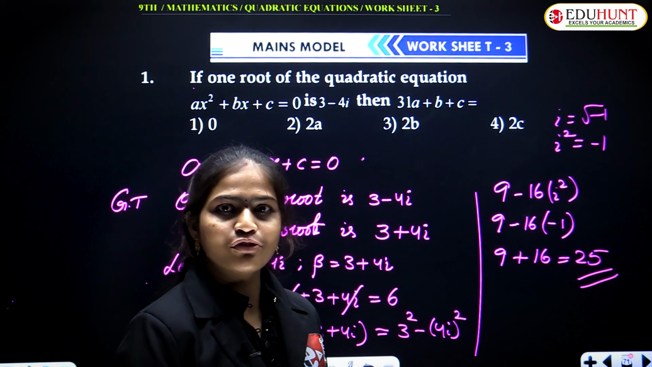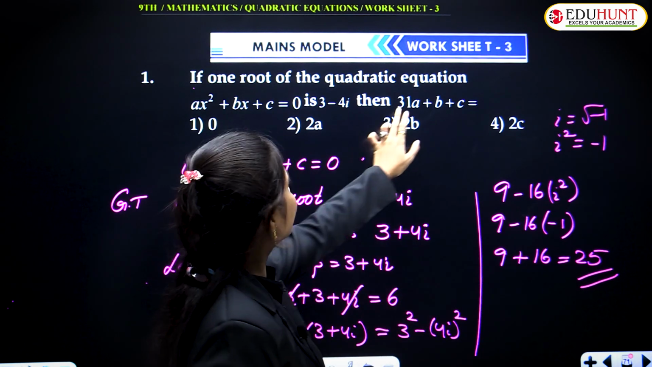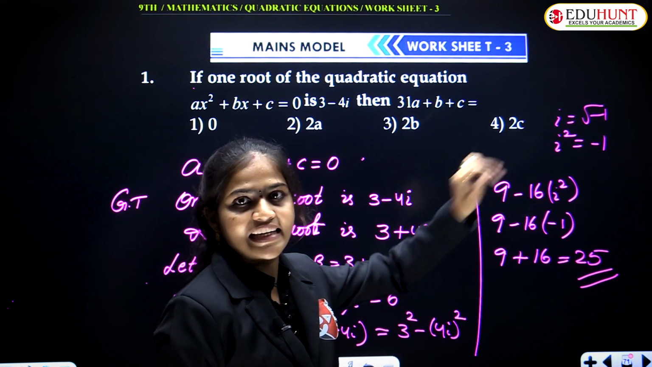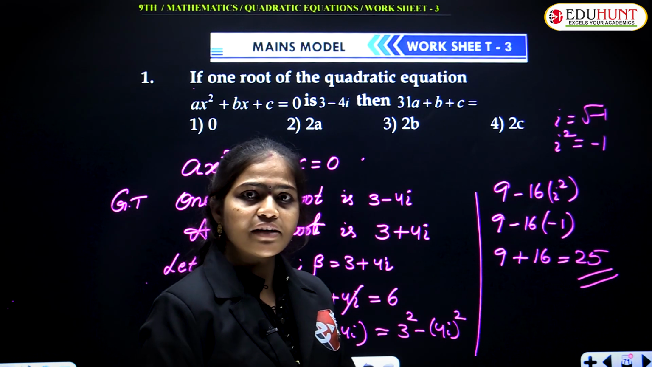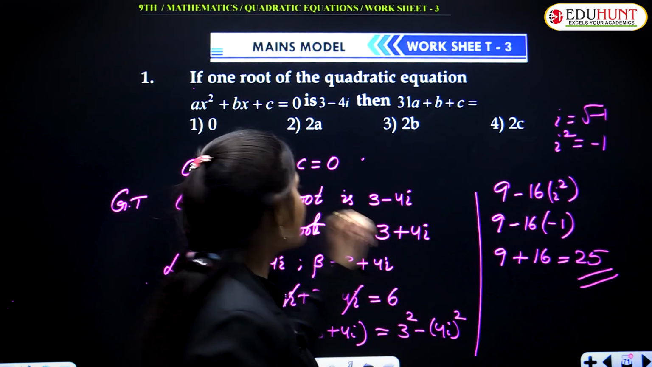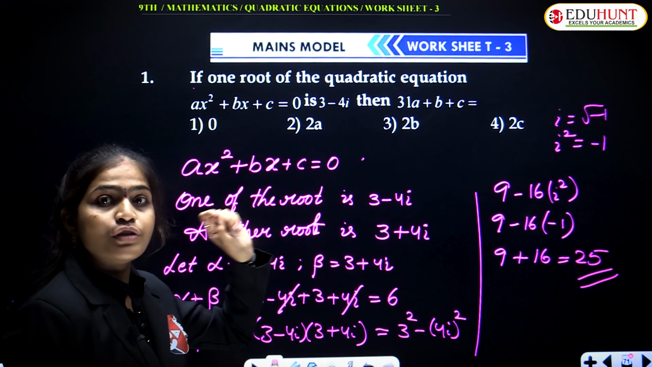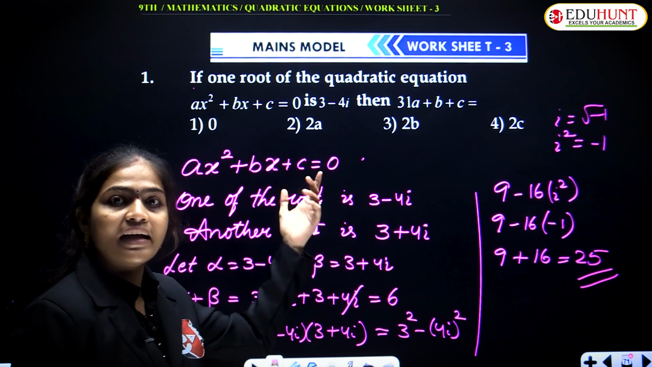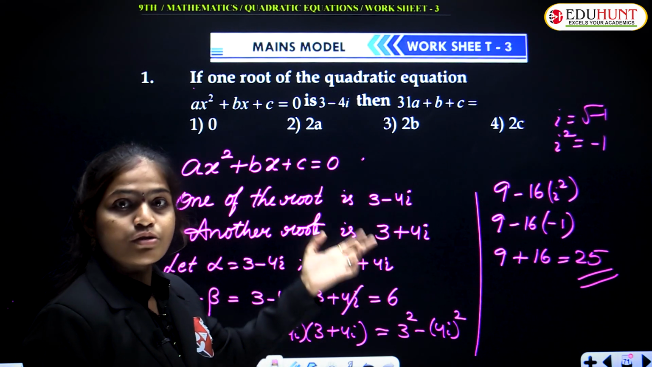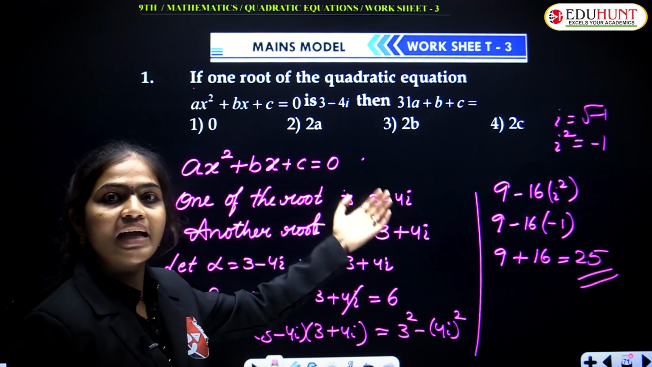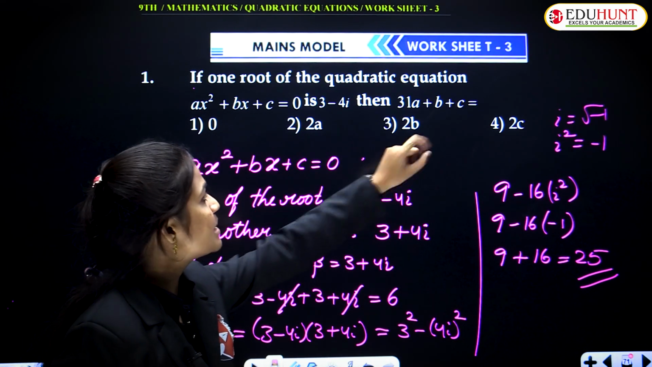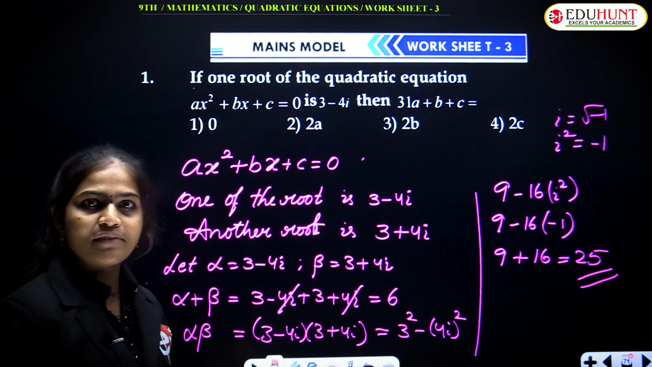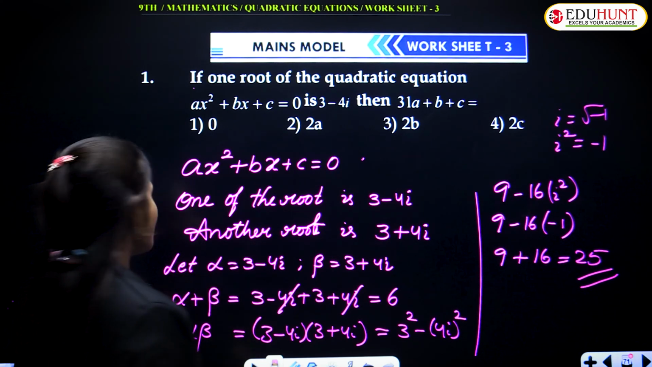Now, what do we have to find out? We need to find 31a plus b plus c. So, a, b, c values we need to find out. Where can we get those a, b, c values? Those three values are there in the quadratic equation. So, first we need to find the required quadratic equation, and from that quadratic equation we have to find a, b, c. After that we just have to simplify the 31a plus b plus c value. Am I clear?